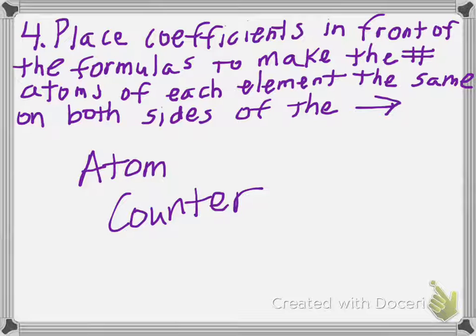Step number 4. Now you're going to place your coefficients in front of the formulas to make the number of atoms of each element the same on both sides of the arrow. So again, this is where you're becoming an atom counter. Now, what is nice about this is there's not any particular spot you have to start to do this. I will tell you as we work through some examples here in just a couple minutes, I am a super duper linear thinker.